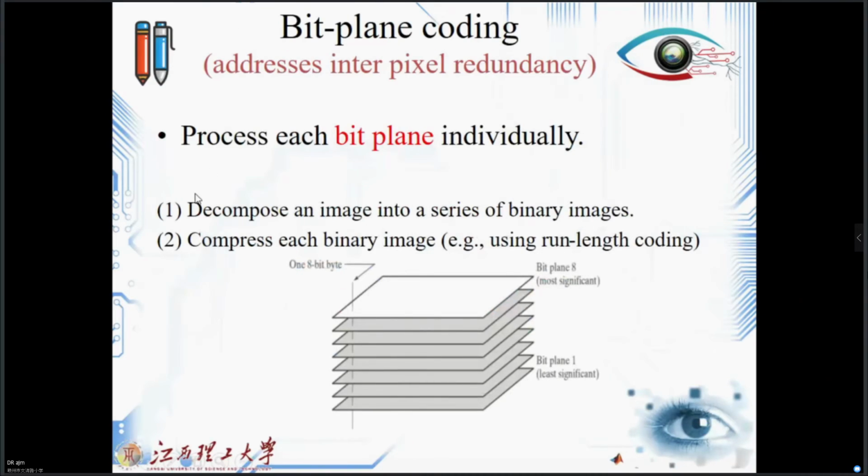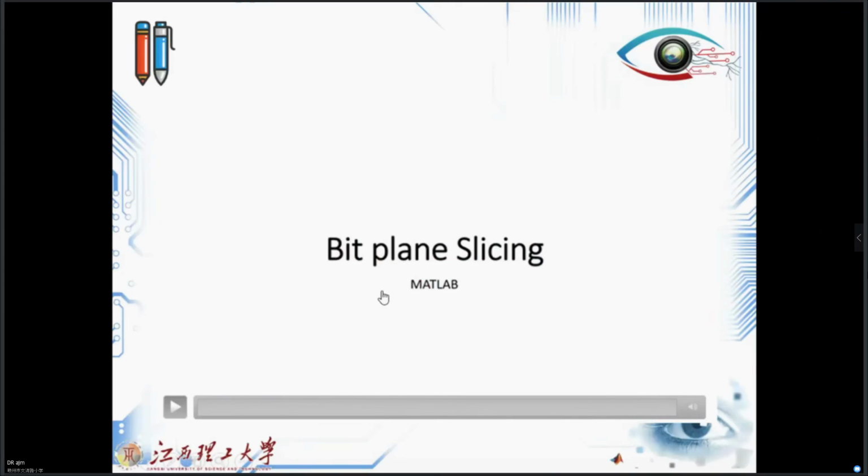The next coding method that we have is the bit plane, which addresses the interpixel redundancy. In that, we will process each bit plane individually. We decompose an image into a series of binary images and compress each binary image, for example, using run-length coding. As you will see, we have bit plane 8, the most significant, and bit plane 1, which is the least significant. And let us see how we would do this bit plane 1 in MATLAB.